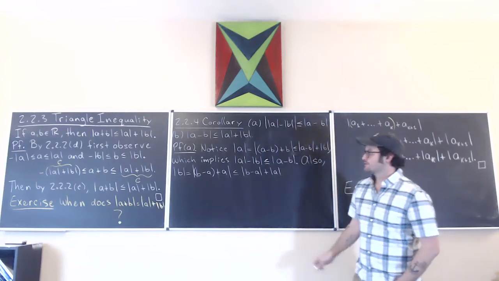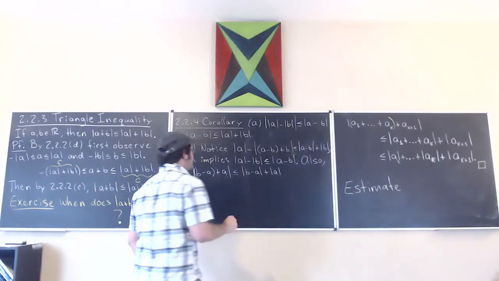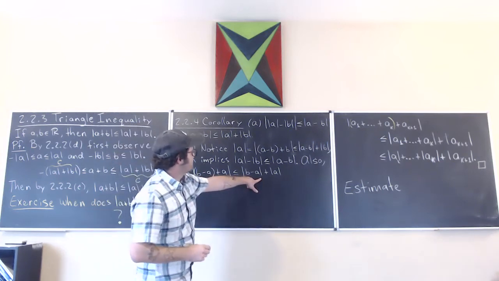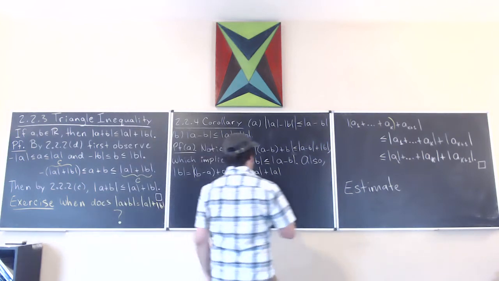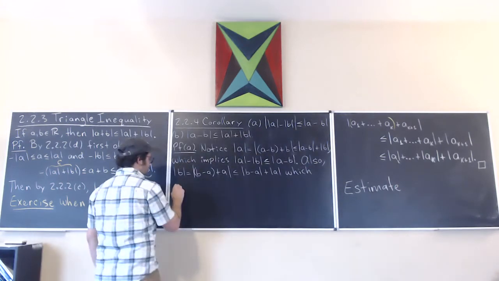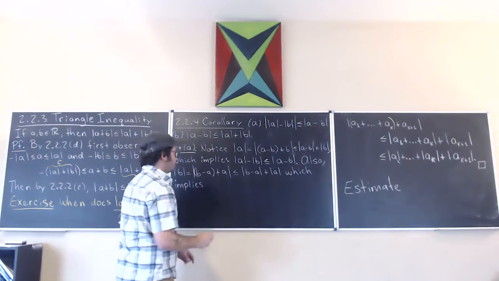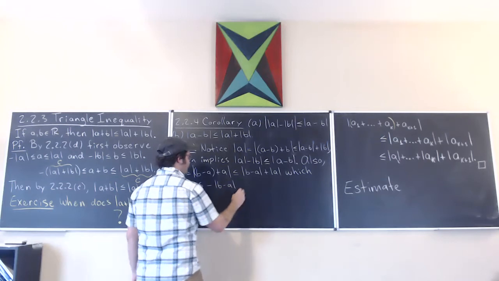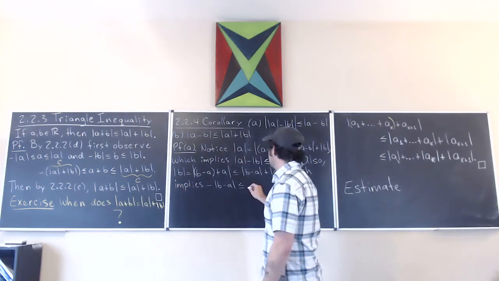Okay. So if we subtract A on both sides, is that what I want to do? No. I'm going to subtract the absolute value of B minus A on both sides and subtract the absolute value of B. So let's see. Which implies negative of the absolute value of B minus A is at most the absolute value of A minus the absolute value of B.